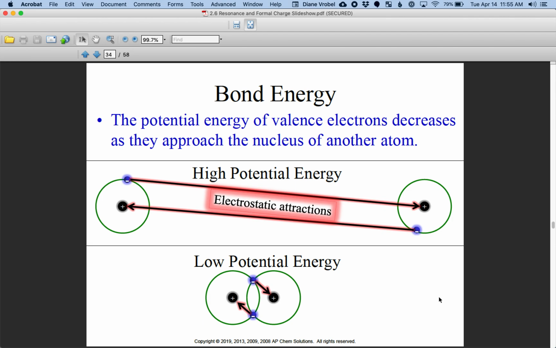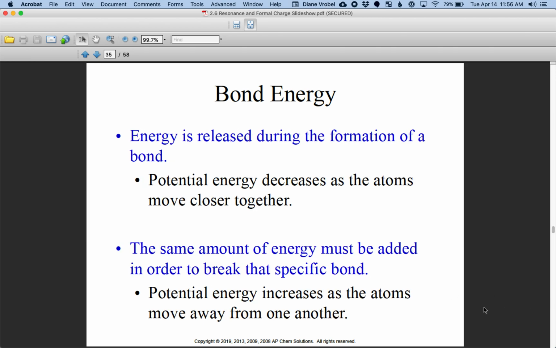Okay, so let's talk about bond energy. This is bringing back one of the topics that was earlier in this section here. Please remember that when you have two atoms and they're further apart, their potential energy is higher. When you bring them closer together, they have a lower potential energy. So they have to release energy when they are bonding. So energy is released whenever you're forming a bond, and you could argue when you're trying to break that bond, that's the amount of energy that you have to put into the molecule or the set of atoms. So as atoms move further away from each other, potential energy increases.